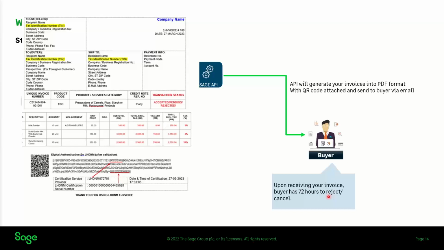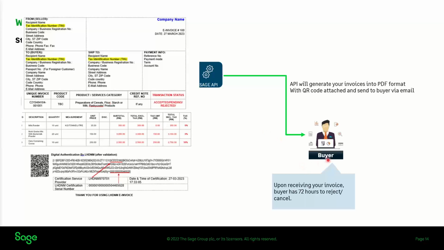According to LHDN guideline, there is no word mentioned on the accept. It means that within 72 hours, if there is no action from your buyer, your invoice will be automatically accepted. LHDN will treat your invoice as accepted.